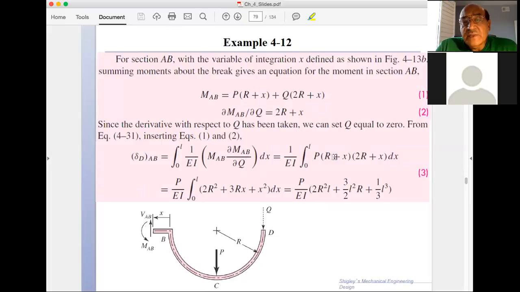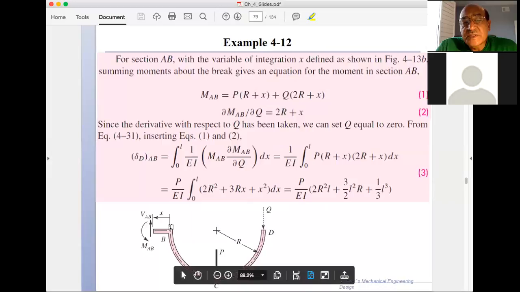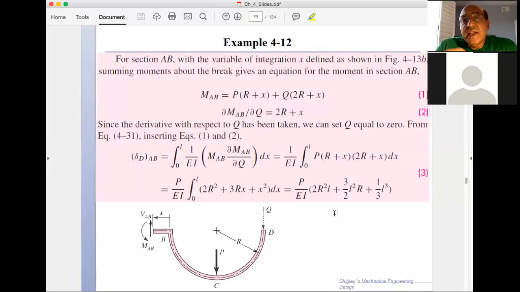And when we introduce the 2 parts, we get x squared. So we get some kind of quadratic here that has an x squared. And then we integrate from x equals 0 all the way to x equals L, the length of the straight section, and get the deflection at point D due to the elastic energy stored in the straight section. So that's for the straight section.